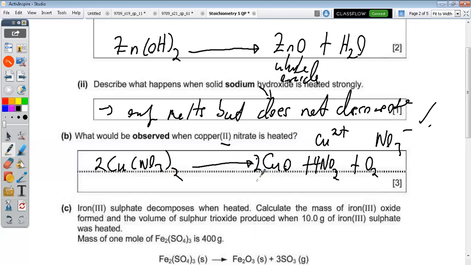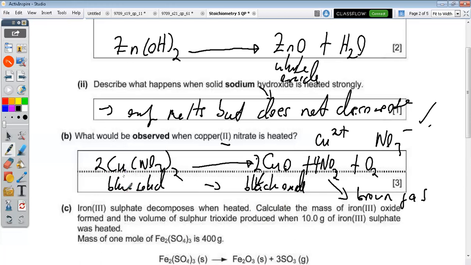So now, observations. They're asking what do you observe? So this is a blue solid. That's the first observation. The blue solid turns to a black oxide. Clear? Copper 2 oxide is always black. Then this gas here, you observe it because it's a brown gas. So you observe a blue solid turning into a black solid, and a brown gas.